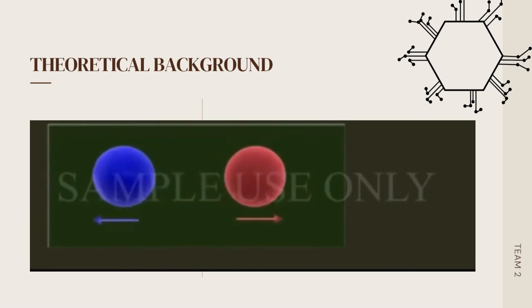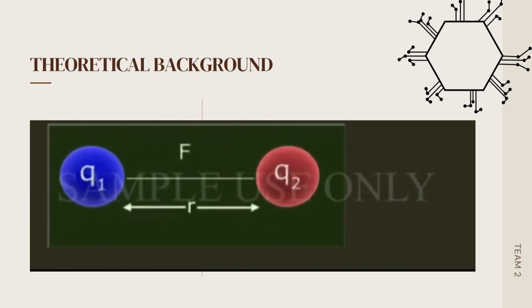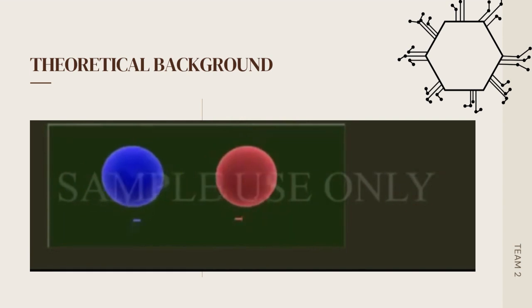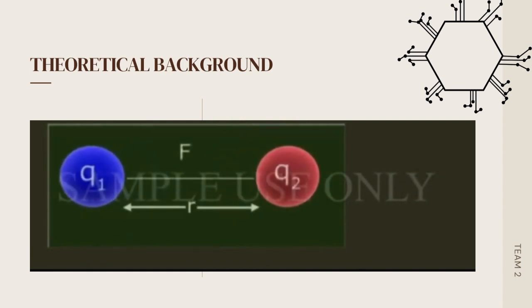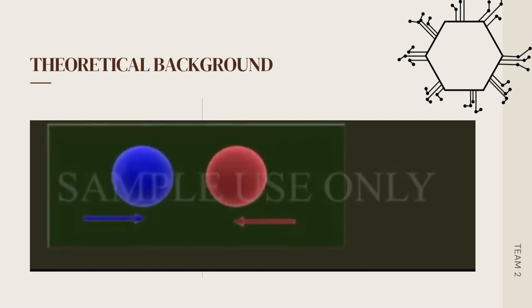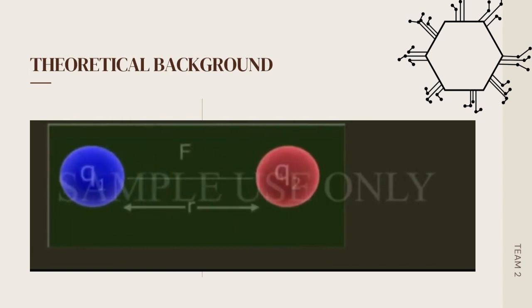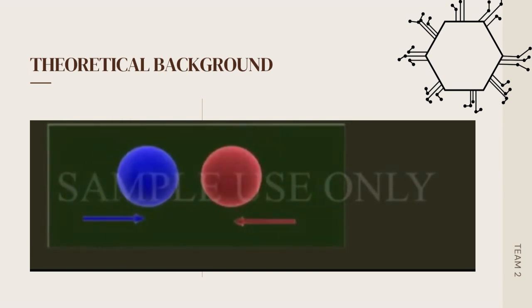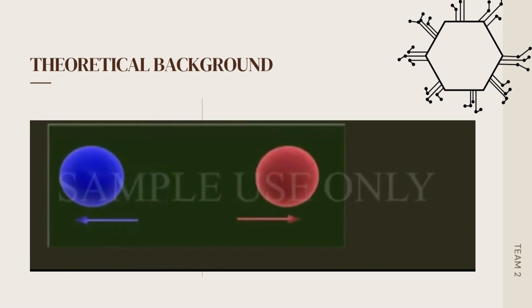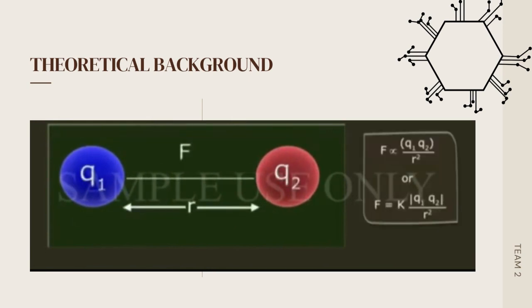Next is the theoretical background for Coulomb's law. The magnitude of the electric force that a particle exerts on another is directly proportional to the product of the charges and inversely proportional to the square of the distance between them. Mathematically, the magnitude of this electrostatic force F acting on two charged particles Q1 and Q2 is expressed as F equals K Q1 Q2 over R squared.